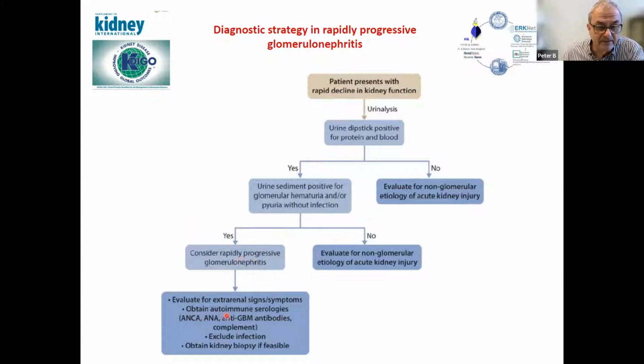And then you have to evaluate for other diseases, SLE and anti-GBM antibodies, and check for ANCA antibodies. And complement, if there is a C3 nephropathy, for instance. But also exclude infection, which is very important. And plan for a kidney biopsy.